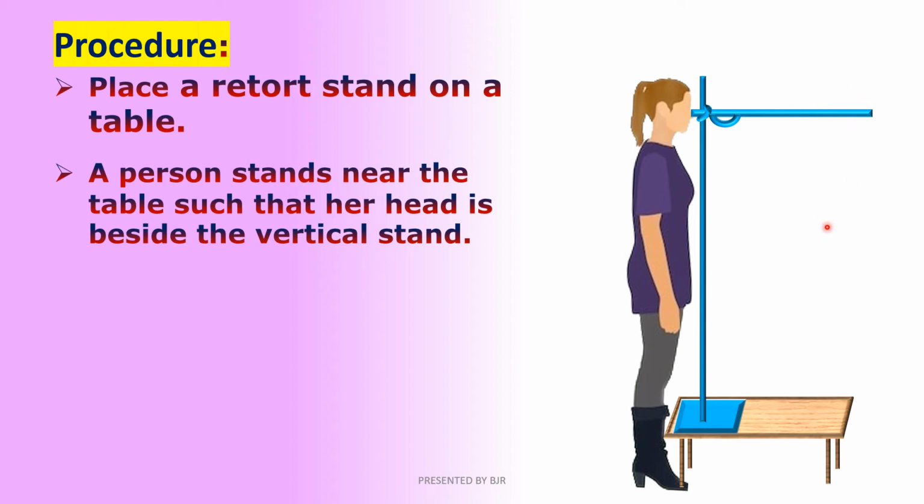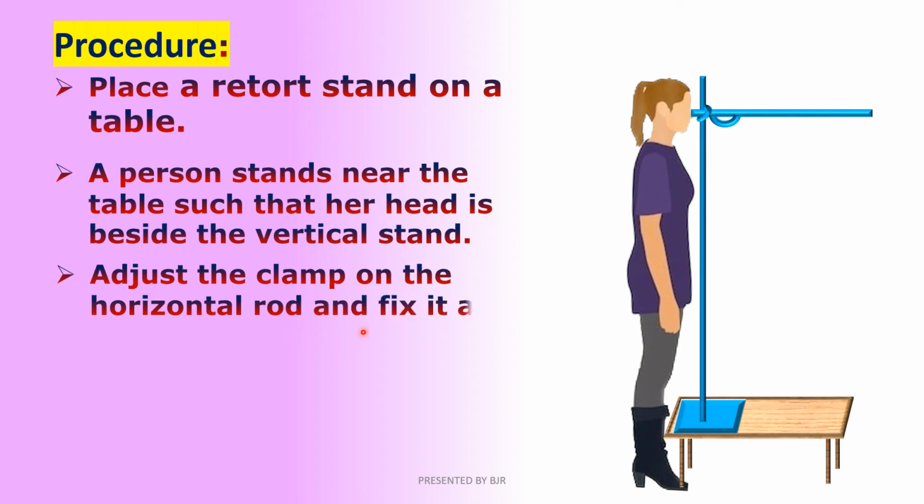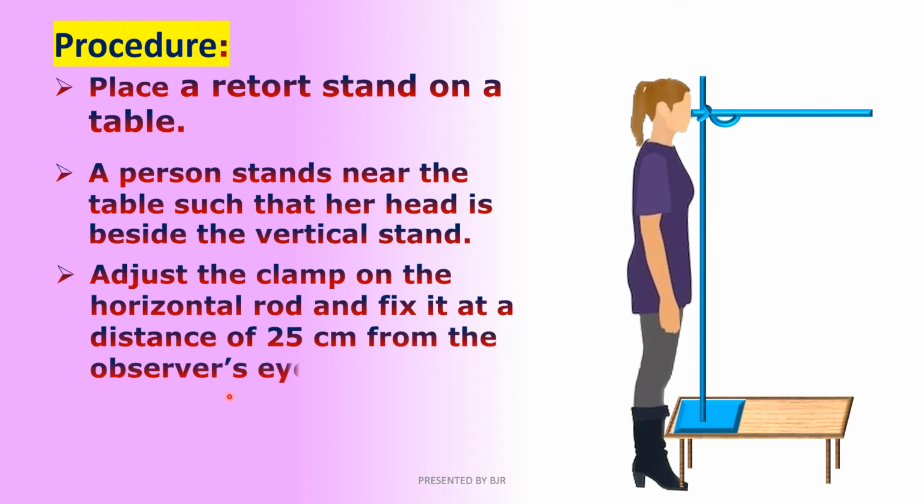Now here is the clamp on the horizontal rod. I am going to move this clamp to a distance of 25 centimeters. I will place the clamp here. She has to see the two ends of the vertical strip kept at a distance of 25 centimeters from her eye and tell us whether she is able to see the whole strip at a time or not. Adjust the clamp on the horizontal rod and fix it at a distance of 25 centimeters from the observer's eye.